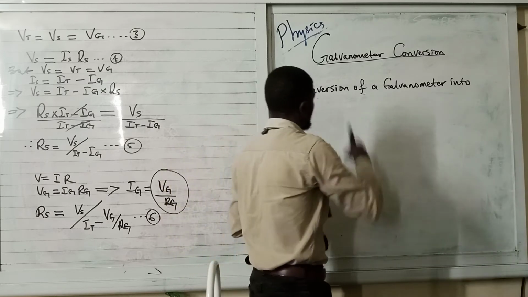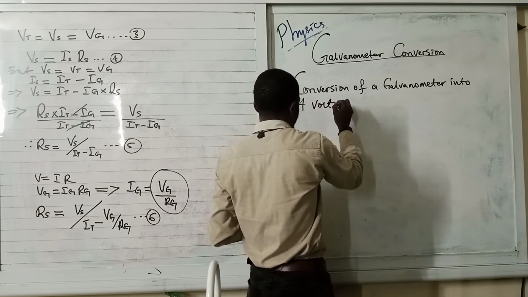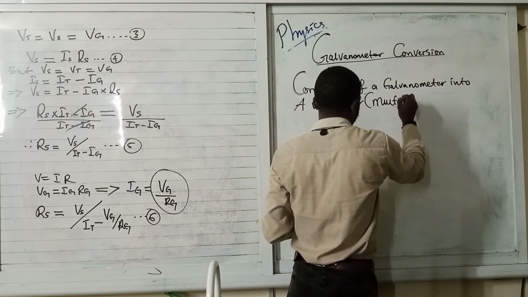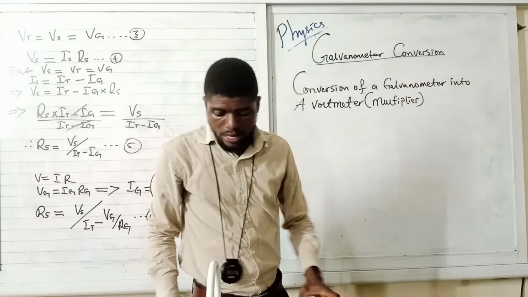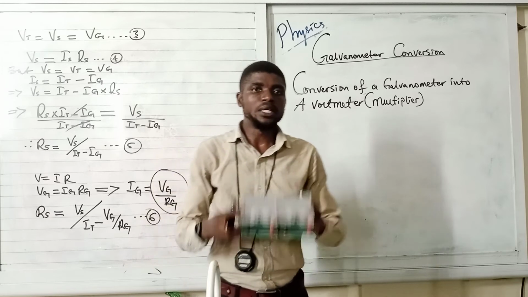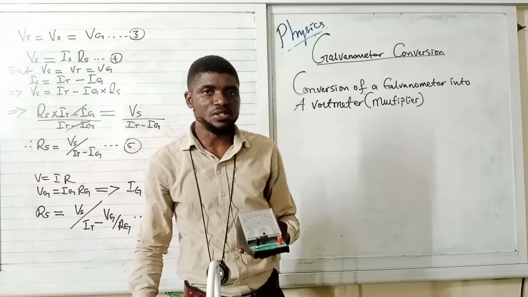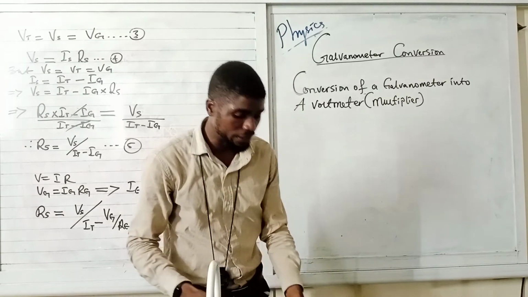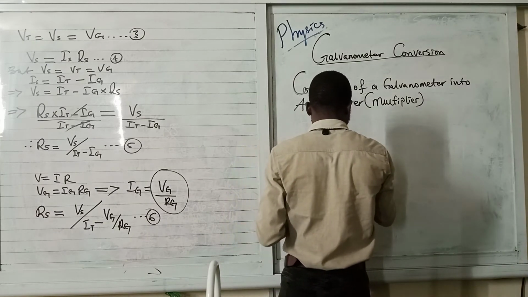Okay, conversion of a galvanometer into a voltmeter. We call it the multiplier. A galvanometer can be made to behave like a voltmeter, or a galvanometer can be converted into a voltmeter, when you connect the galvanometer in series with a very high resistance wire called the multiplier. Pictorially, this is it. You draw a circuit like this, and then you have something like this.